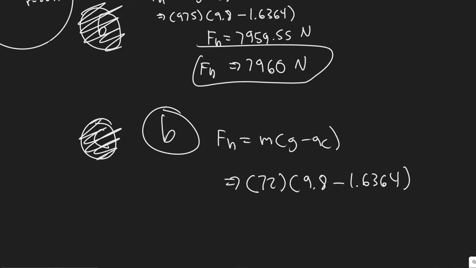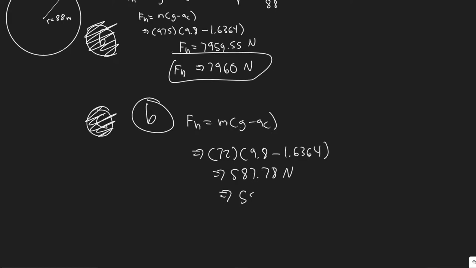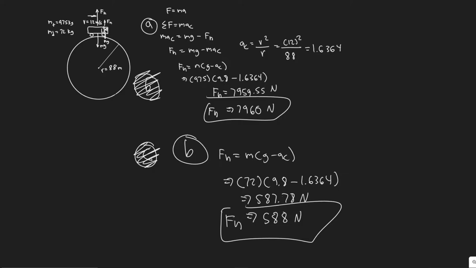But you'll get 587.78 newtons. So you can round however you'd like. I'll round to 588. So about 588 newtons is your normal force, right, that the car is going to exert onto the driver there. So this is your answer to B. Now let's move on to C.